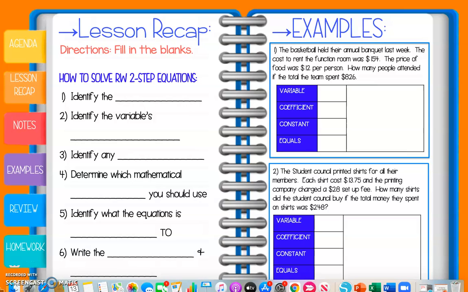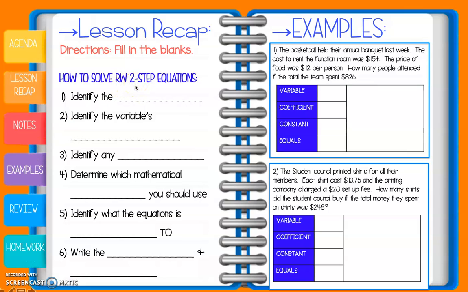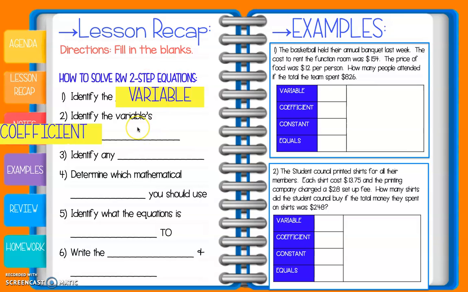All right, guys, today in class, we worked with solving real world two-step equations. So let's review really quickly. The first thing we're going to do when we're solving a real world two-step equation is identify the variable. So we're going to read through there, figure out what we don't know, and identify that variable. Then we're going to see if the variable has a coefficient.